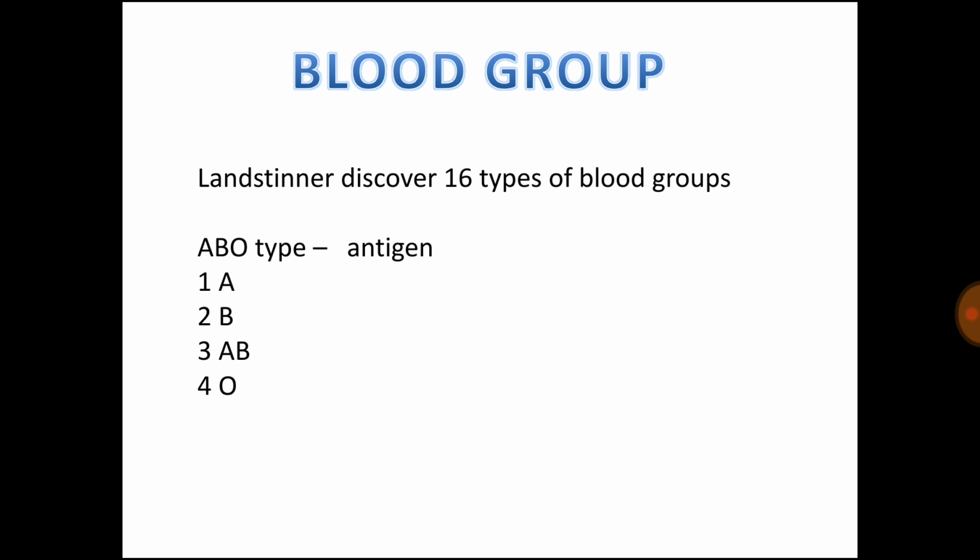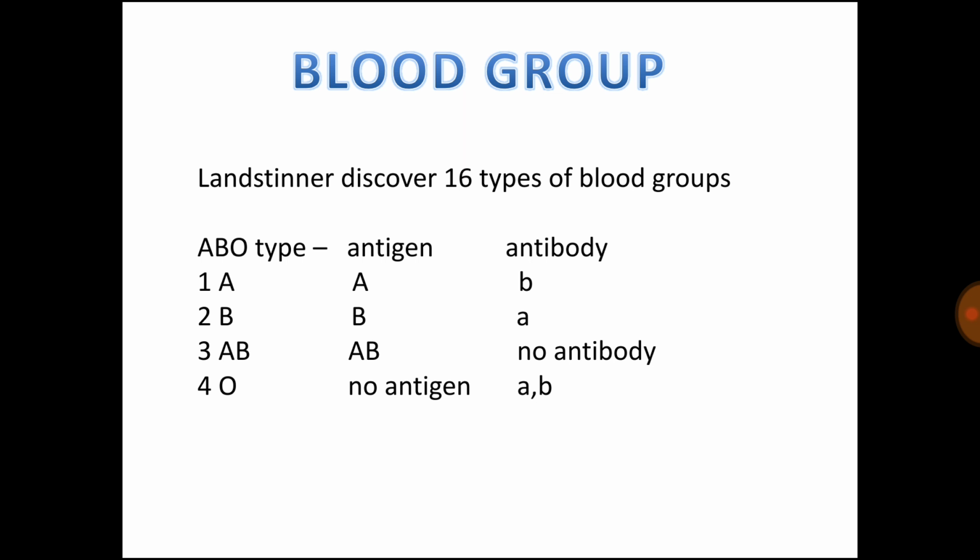So on the basis of antigen, the blood group is given. Blood group A has an A antigen, a B blood group person has a B antigen, an AB blood group person has both antigens A and B, and O blood group means no antigen or zero antigen. Whereas antibody is given the opposite naming to the blood group, which is compatible with the particular blood group. So an A blood group person has a B antibody, a B blood group person has an A antibody, and an AB blood group person has no antibody. Whereas an O blood group person has both antibodies A and B.